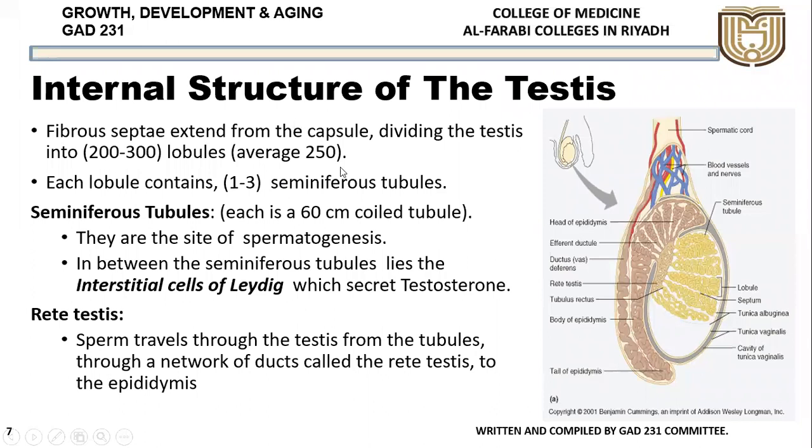So there are 200 to 300 lobules, an average of 250 lobules. If you multiply by 3, there will be almost 750 seminiferous tubules. And if you take the average of 1 to 3, it is 2. So 2 into 250 will be 500. Even though the testis is very small, within that there will be almost 250 lobules and 500 seminiferous tubules. Each seminiferous tubule is almost 60 centimeters of coiled tube.